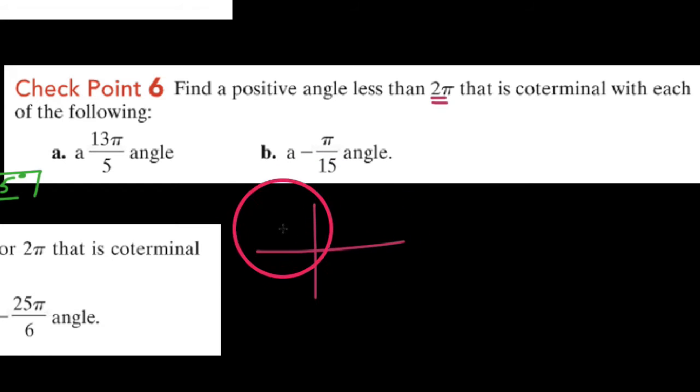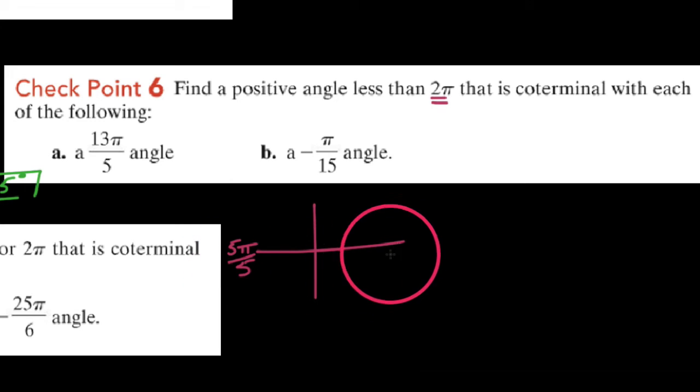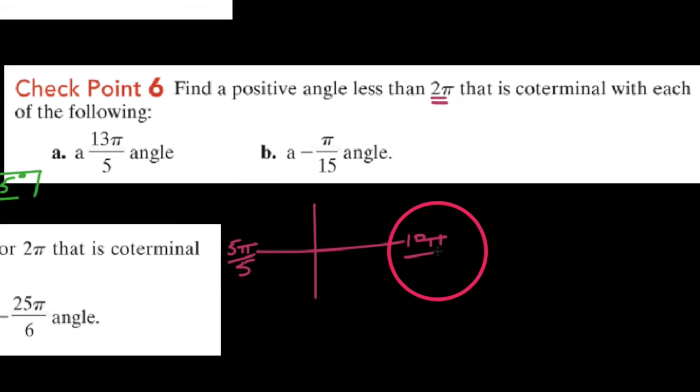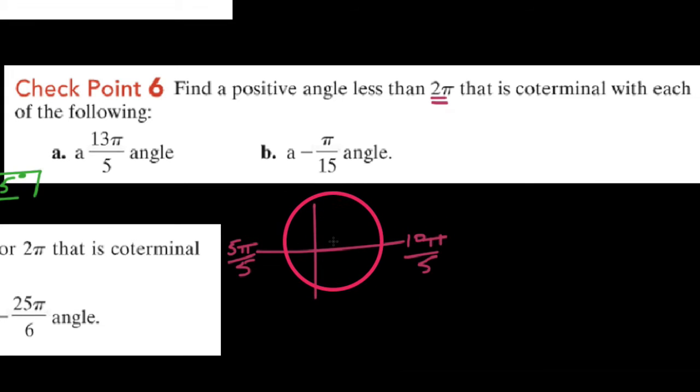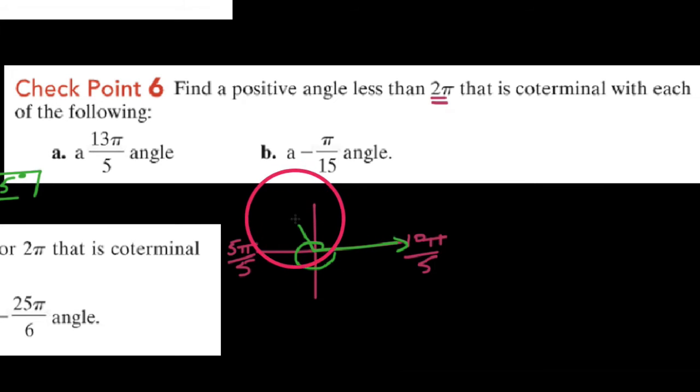With 13 pi fifths, if we're doing pi fifths, over here is pi, so we would have 5 fifths of pi, or 5 pi fifths. This would be 10 pi fifths. If I'm sketching this, it would be all the way around, so 10 pi fifths plus another 3 pi fifths. If we imagine this split up into 5 equal sized pieces, all the way around plus 1, 2, 3 would be somewhere over in quadrant 2. So here's our 13 pi fifths right here.